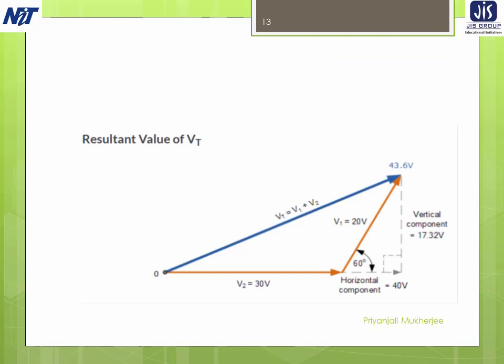Next is the resultant value of Vt. We have found that the horizontal component is 40 and the vertical component is 17.32, and as per the Pythagoras theorem, Vt is equal to the square root of the sum of the squares of the components, which gives us the phasor sum, and that value is 43.6.